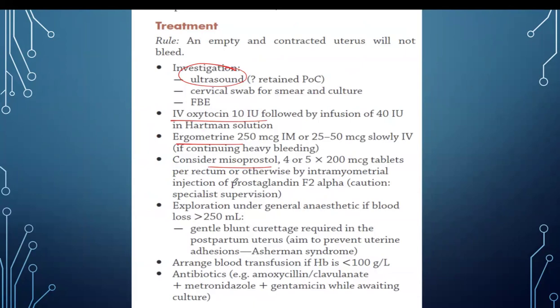If ultrasound shows there is a retained product of placenta, then you need to go for gentle curettage to remove anything that's left inside the uterus. If there is no retained product of placenta, and you have found that the patient has signs of infection, which is endometritis, then give IV antibiotics. If nothing is found, then you can just try to stop the bleeding by this method.